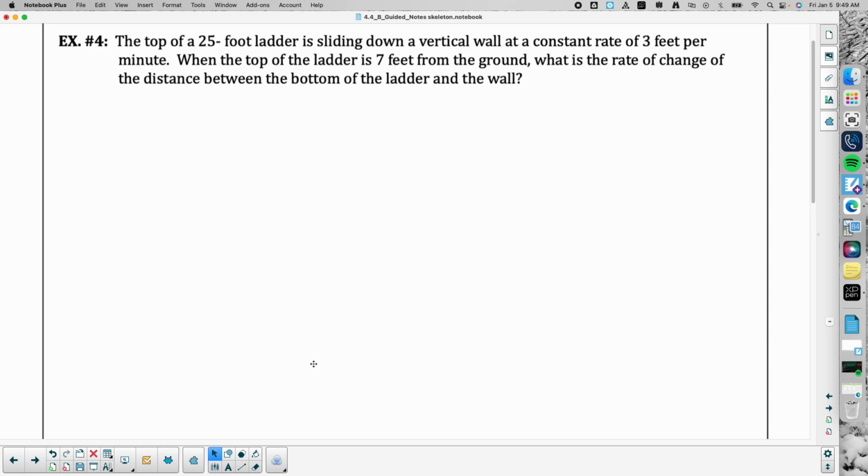We've got a new problem. So this one's about a ladder sliding down a wall. It's actually a really popular problem because a lot of people can envision it in their mind.